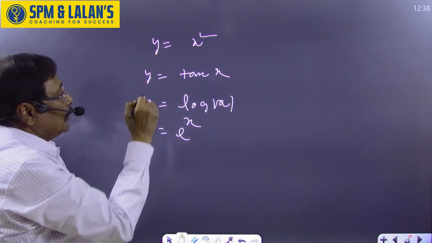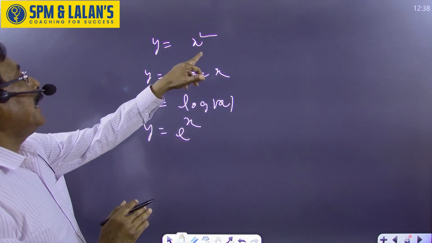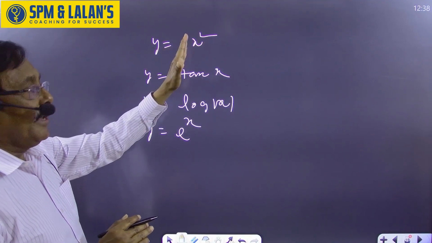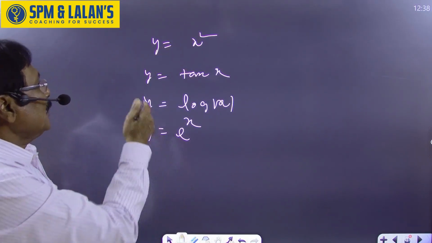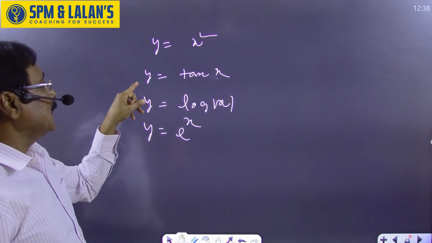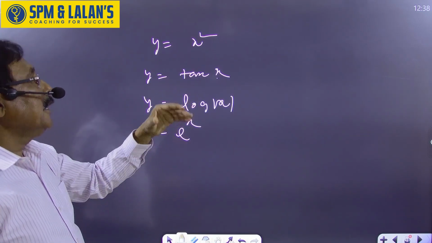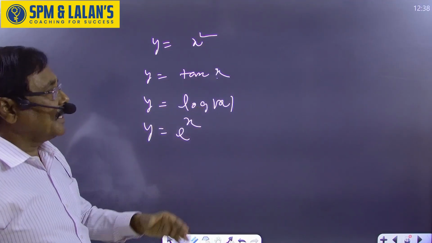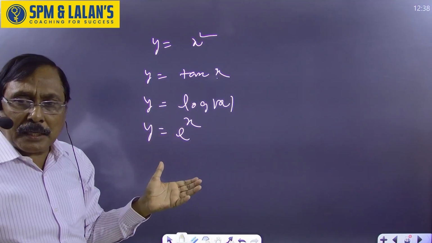Now, you can see here, basically these are relations between x and y. For example, for a certain value of x, there is a unique value of y. Similarly, y is equal to tan x. For a certain value of x, there is a unique value of y, for example, tan pi by 2, tan pi by 3, tan pi, etc. Y is equal to log of mod of x. For a certain value of x, you can get a unique value of y. And that is why they are functions.